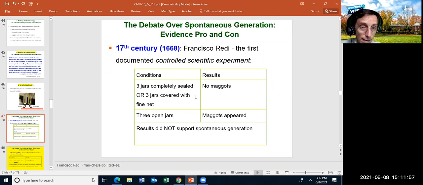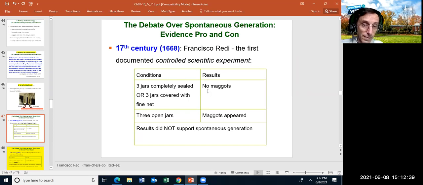And by the way, he had the 3 jars with the fine wire net because when he sealed the jar, the people who believed in spontaneous generation said, you sealed the jar, the vital force couldn't get in the jar and get to the meat to give rise to the maggots. That was their theory for why the jars with the meat that were sealed got no maggots. So he put a wire mesh over it and you got no maggots.